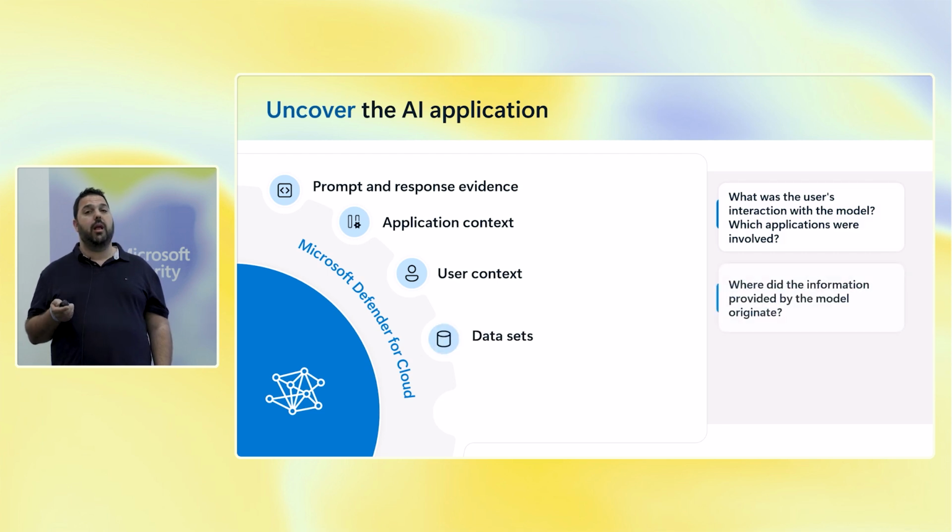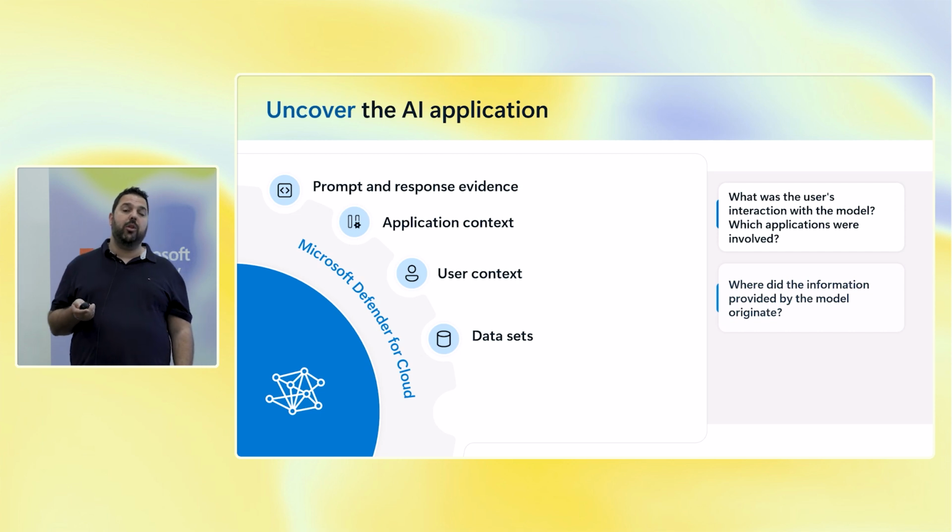Next, we're taking a deep look at the data being provided to the AI model. AI models are very powerful, but they become even more powerful when you connect them to your organizational data. So we can understand the RAG that's being used and detect the storage used for grounding in order to provide a response. This helps you answer the question: what was the information provided by the model in that attack?